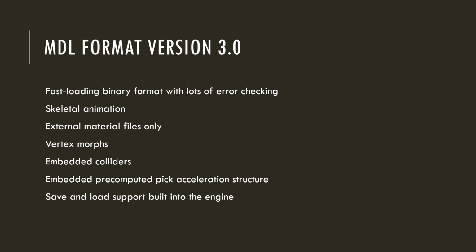It supports skeletal animation, of course. We talked about external material files quite a lot. As it stands right now, this format does not support embedded materials or textures. It's just external material files only. It does have support for vertex morphs, even though the engine doesn't support it yet, and even though we don't really have any way of getting that data into this format yet, the support has been built into it. And if there's no vertex morphs, then it just means there's a zero integer written. It does support embedded colliders, so you don't need a separate collider file. It just gets saved into the model file.